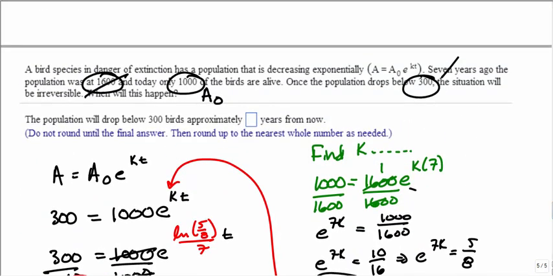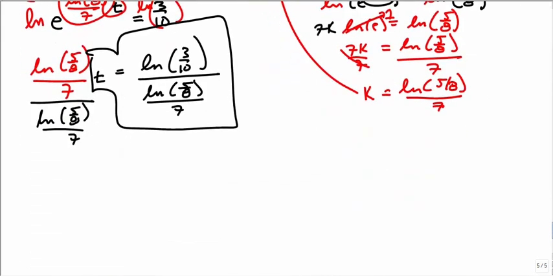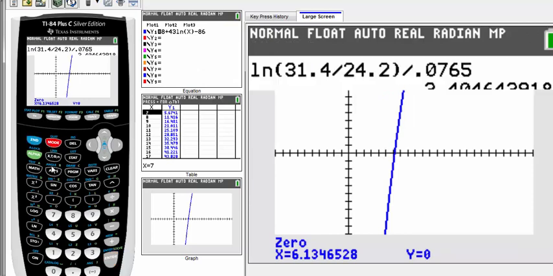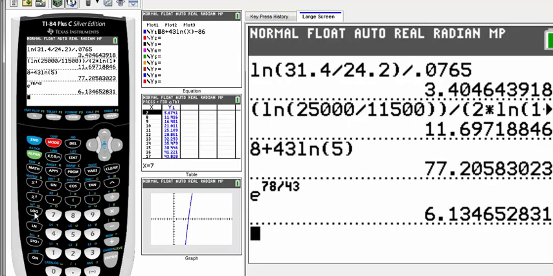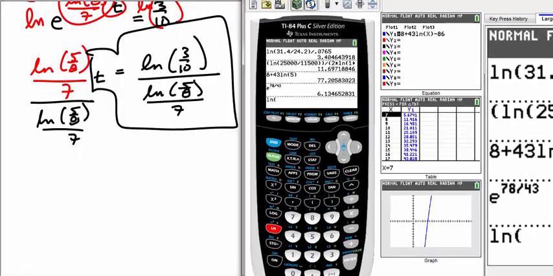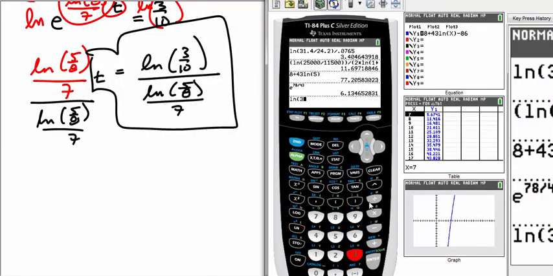Now it says the population will drop below 300 birds approximately blank years from now. Okay, blank years from now. So I don't have to say the number of years after 2002 or anything like that. So let's do this. I have the natural log of 3 divided by 10, close parenthesis. Now I'm going to divide this by, and I'm going to put up a set of parentheses, natural log of 5 divided by 8, and then that is divided by 7, and I close parenthesis again.